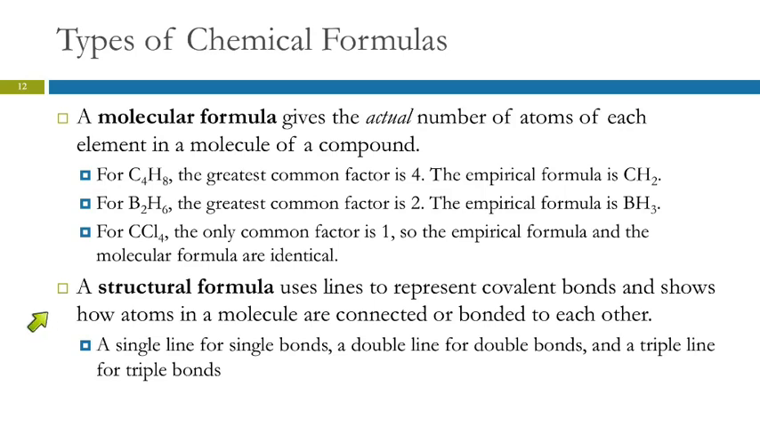We can also draw structural formulas. This gives more information. Here we're showing how those atoms are connected to each other. So it shows the structure of the compound. And in these structural formulas, we use a single line to represent a single bond, a double line for a double bond, and a triple line for a triple bond.